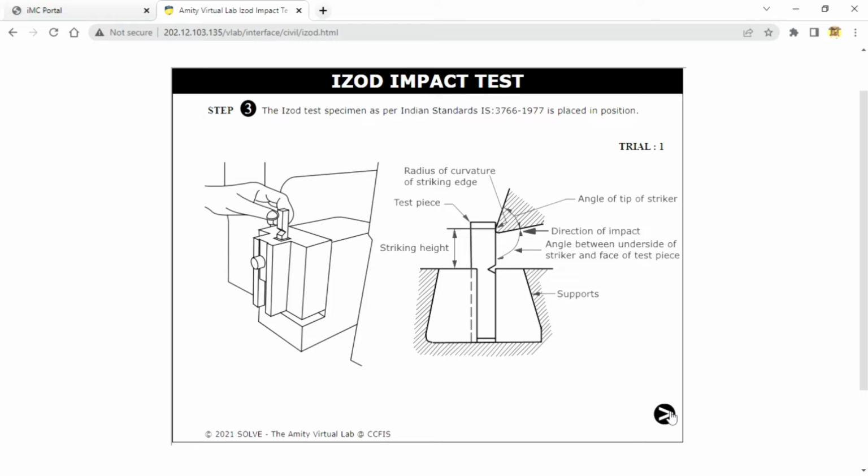Step 3. The Izod test specimen as per Indian Standard IS 3766-1977 is placed in position. We have to check the radius of curvature of the striking edge, test piece, striking height, angle of the tip of the striker, direction of the impact, angle between the underside of the striker and the face of the test piece, and lastly the supports.